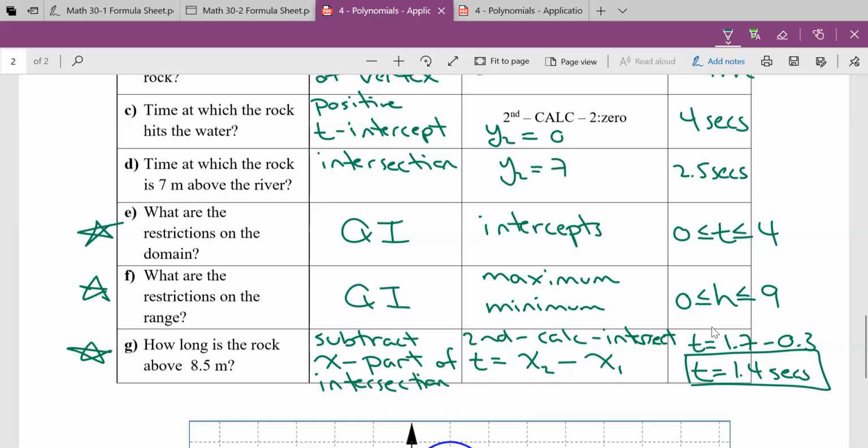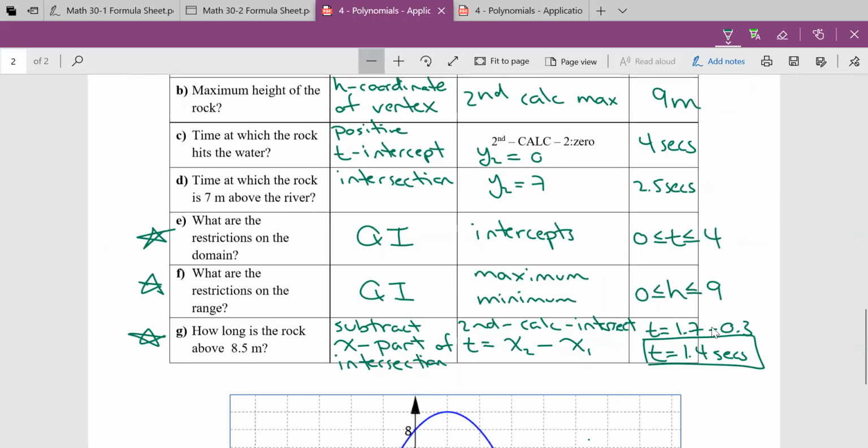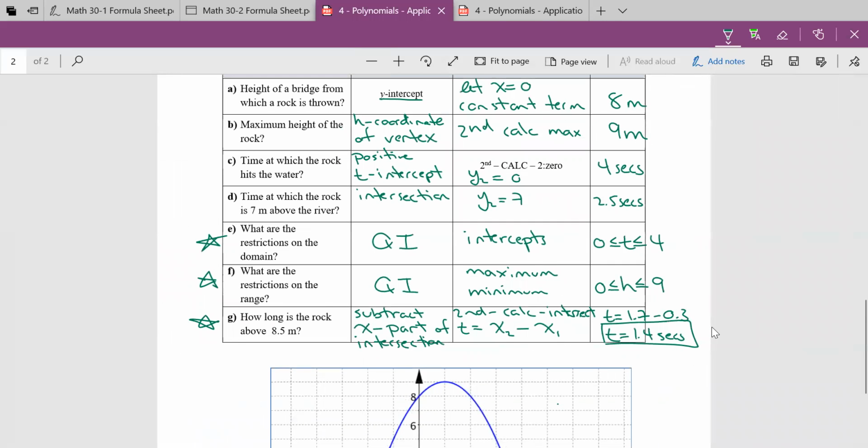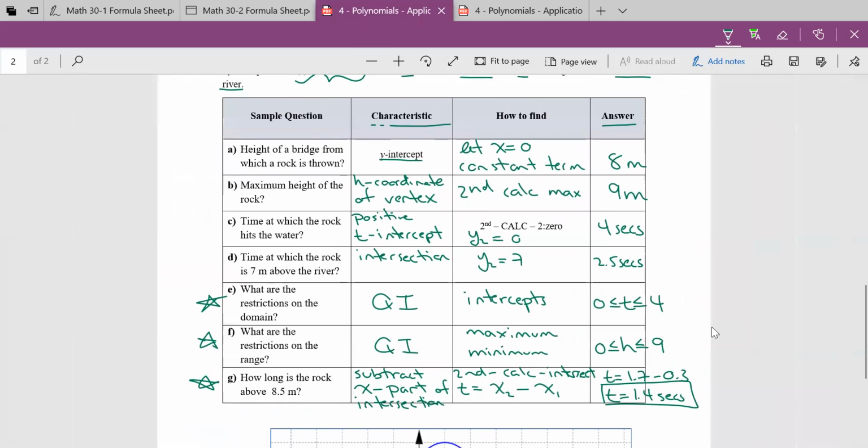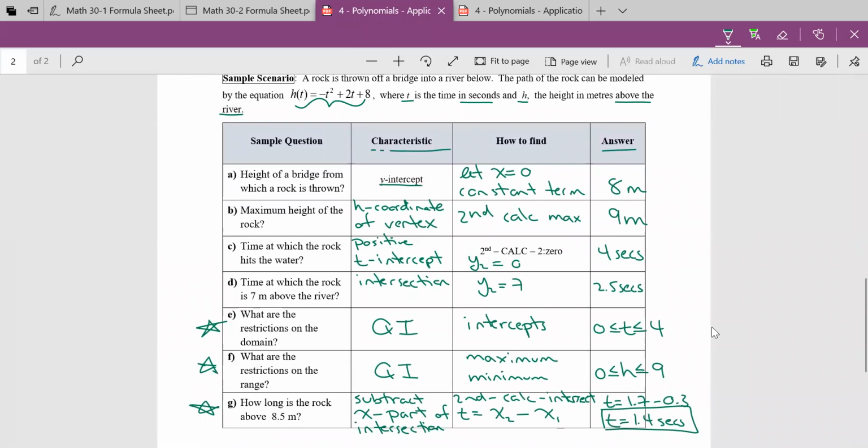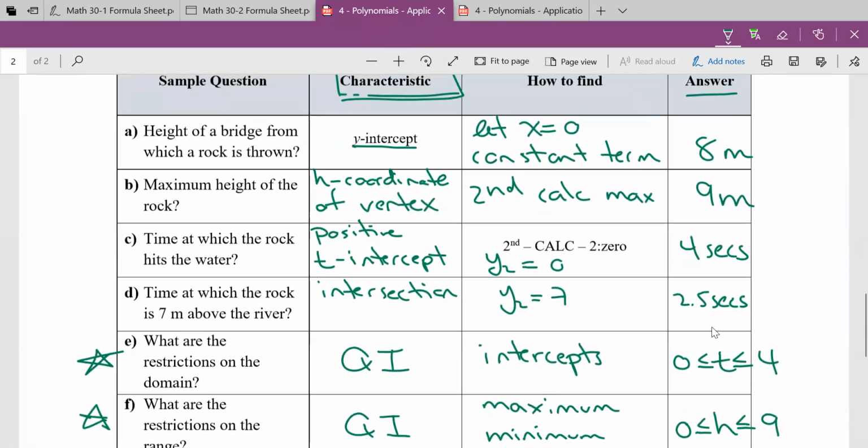So again, just to reiterate, it's not always about just finding the numeric value. A lot of times on a test or a diploma, it's about where do I look, the characteristic. Okay, so just remember my wording that I've written here. I'm going to find the h coordinate. I'm going to find the positive t-intercept.